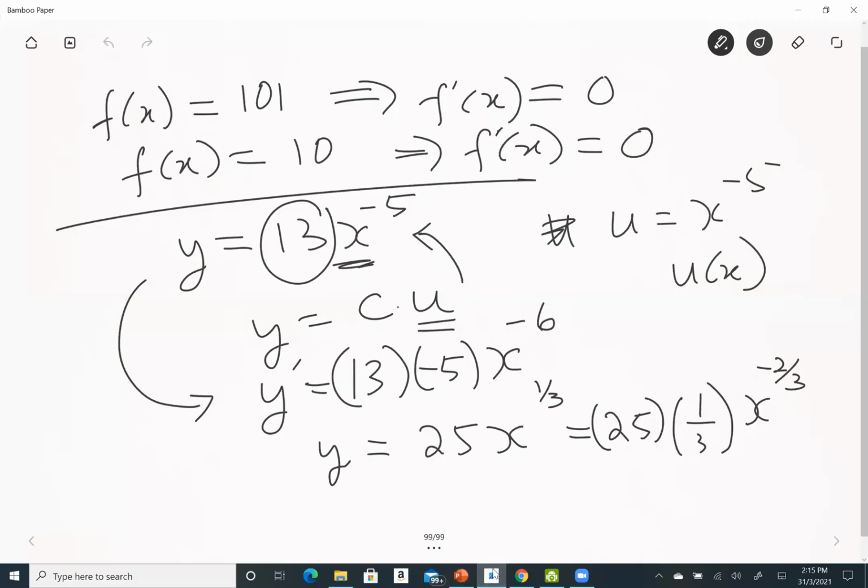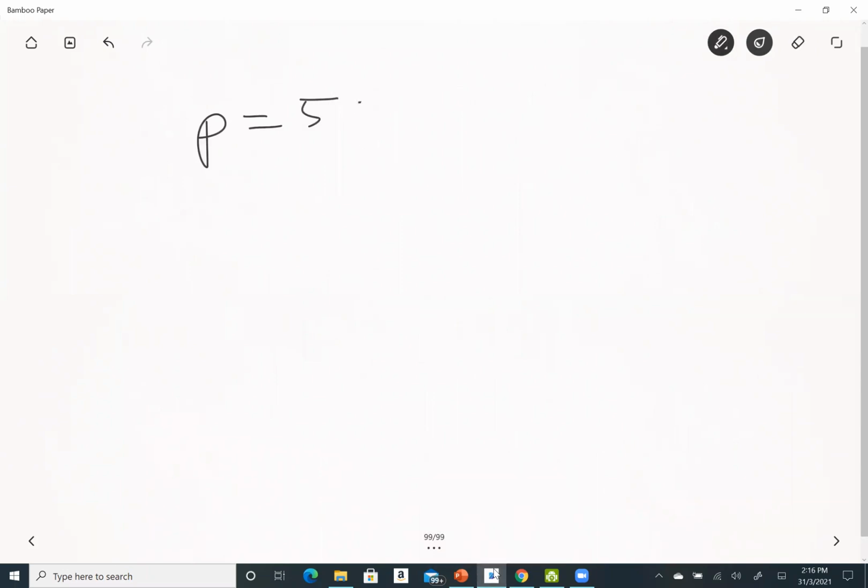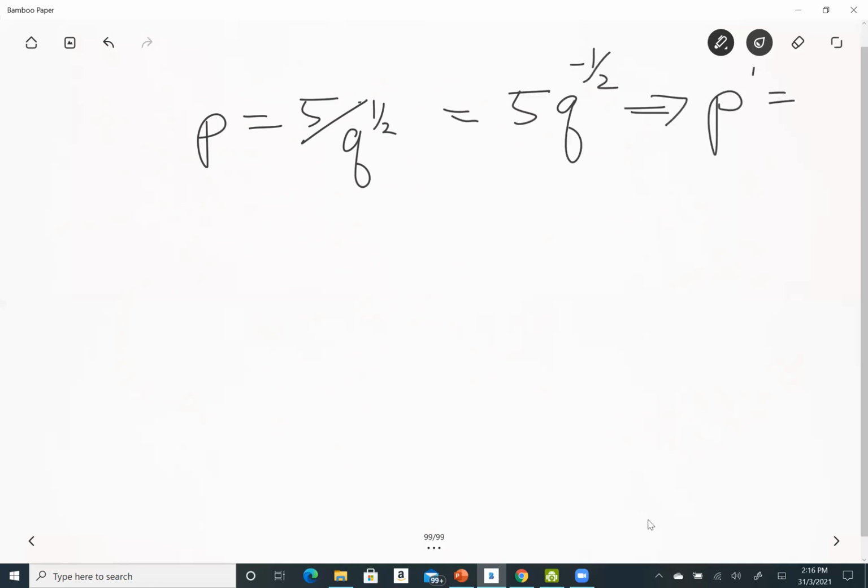So for that example, you have P equal to 5 multiplied by Q to the power... No, before you do that, let us maintain the fraction, Q to the power of half. Now you have to bring it up, so it will be 5Q to the power of negative half. From here you get the P prime. You can do it. So we'll finish up.